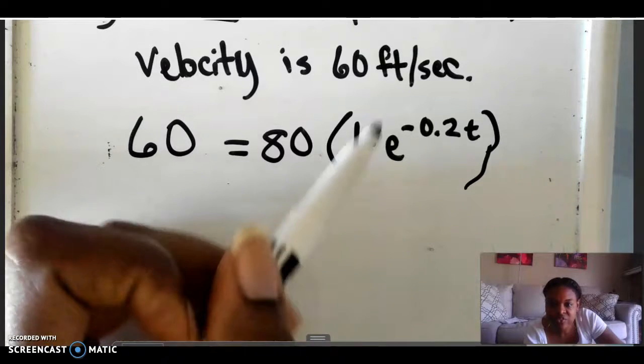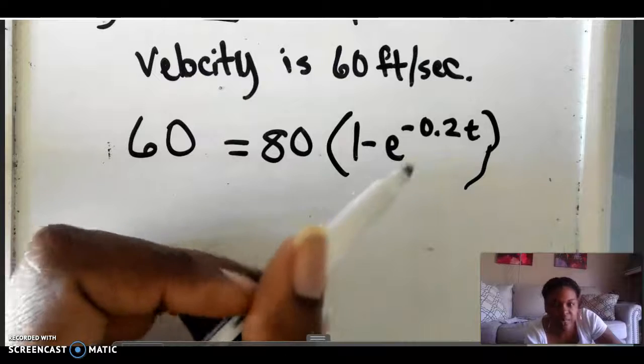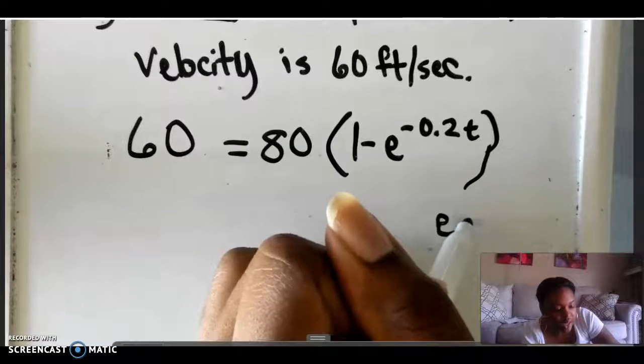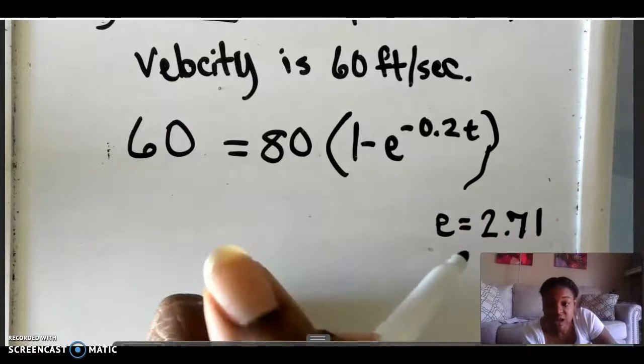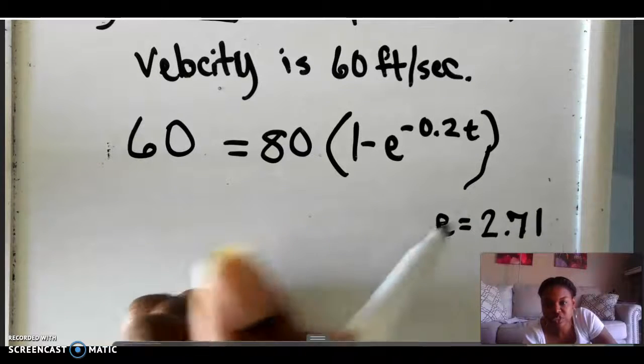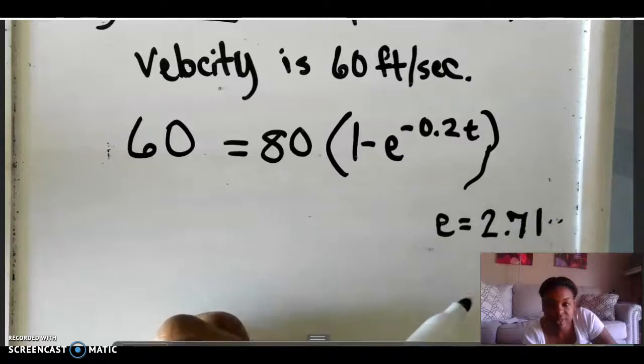The reason we're not solving for e is because in math, e actually is a number. It's kind of like pi. E represents 2.71. It's actually a constant, but we just use the letter e instead of writing out this number.